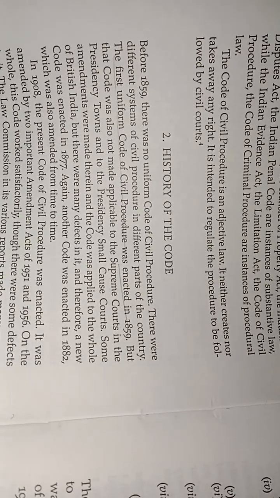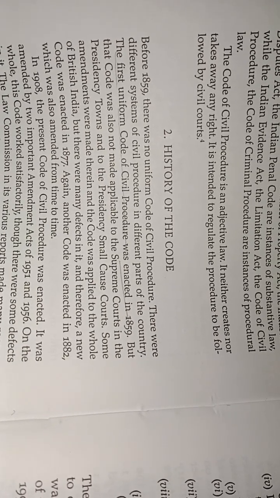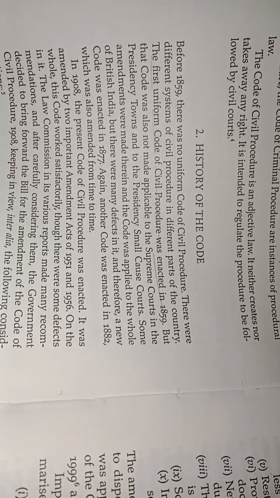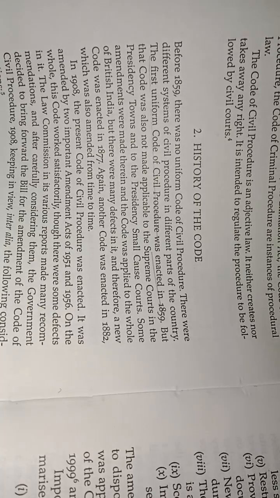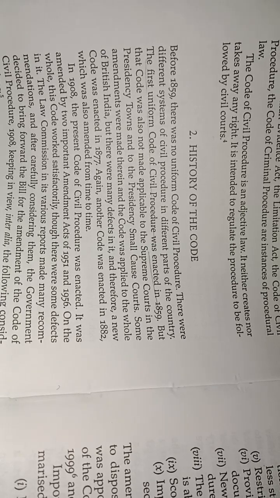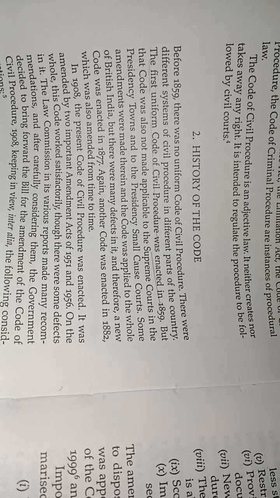History of the code. Before 1859, there was no uniform code of civil procedure. There were different systems of civil procedure in different parts of the country. The first uniform code of civil procedure was enacted in 1859.